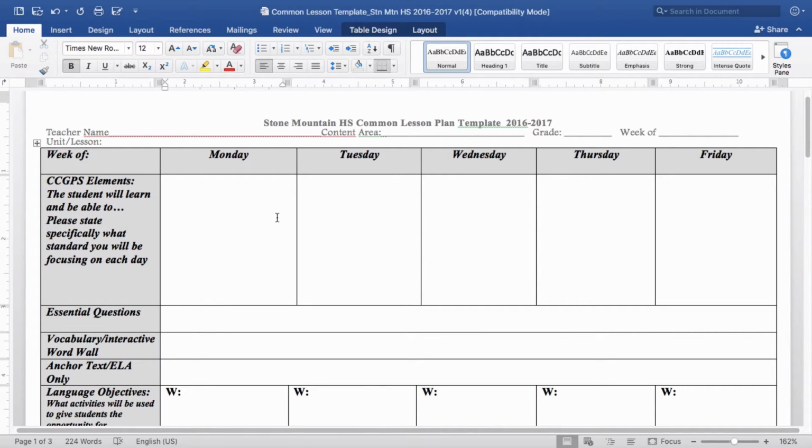Today, what I'd like to do is bring a little bit more clarity to our Common Lesson Plan template. I do understand that there are a variety of questions out there in the school in reference to how to actually complete this document. So, if you give me a second, I'd like to review the document with you.